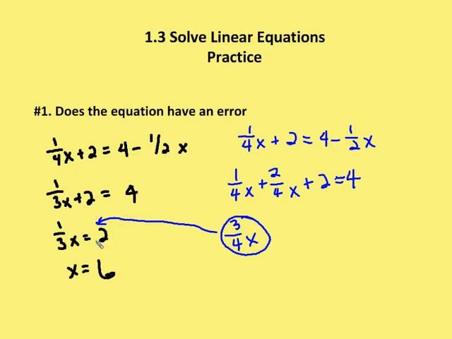Now the right-hand side of the equation being equal to 2 is going to be correct, because when we subtract 2 from both sides, we end up with 3/4 x is equal to 2. So your result is not going to be x is equal to 6.